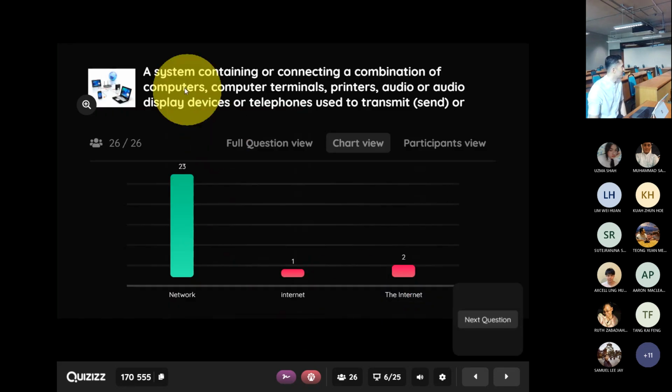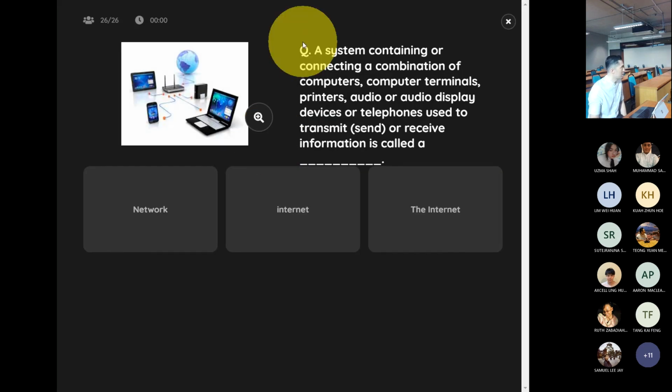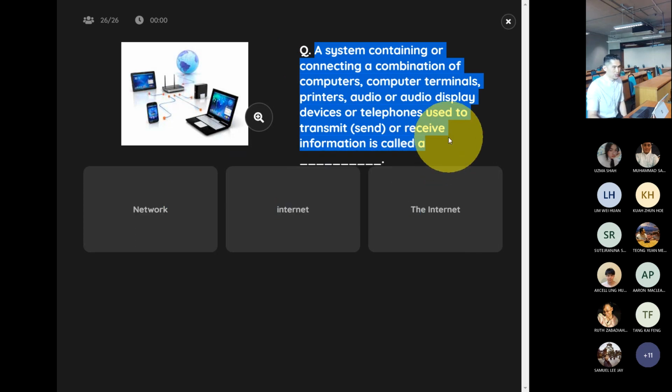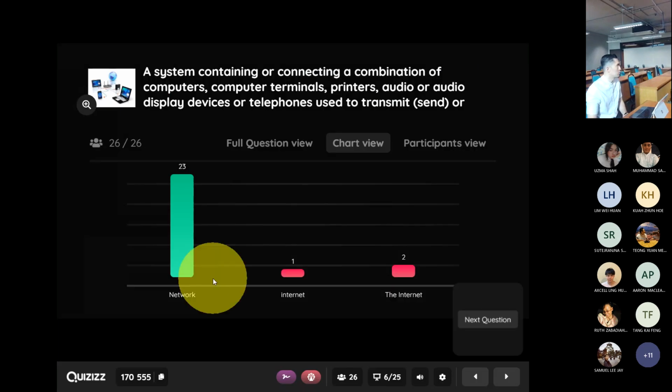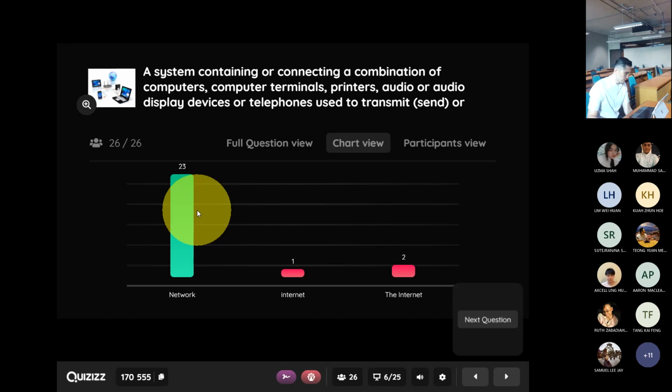Good. So when you look into the question itself, remember, it does not say anything about a global connection. It doesn't say that you're connected to the whole world. Those are the keywords. It's always keywords like global or worldwide, connected network of networks, and so on and so forth. You don't see that. All it's saying is that this can be a combination of different devices connected to each other. So that refers to the most basic one, which is just a network.